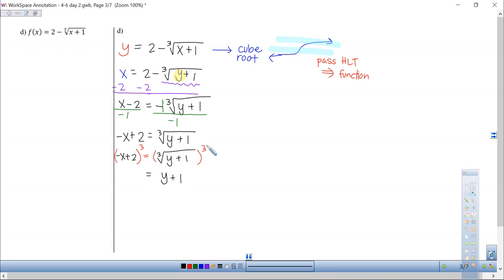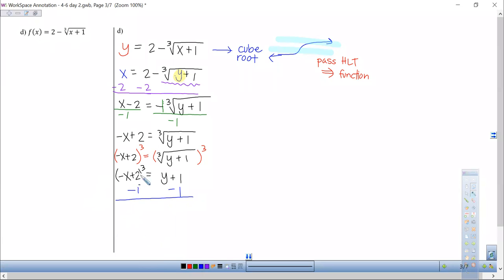Remember that if this was an even number, I'm sorry, never mind. So then if I cube this, I'm going to leave it not expanded. So I'm going to leave this as negative x plus 2 cubed. Okay, then I have y plus 1. So finally, to get y by itself, I'm going to subtract 1 from both sides.